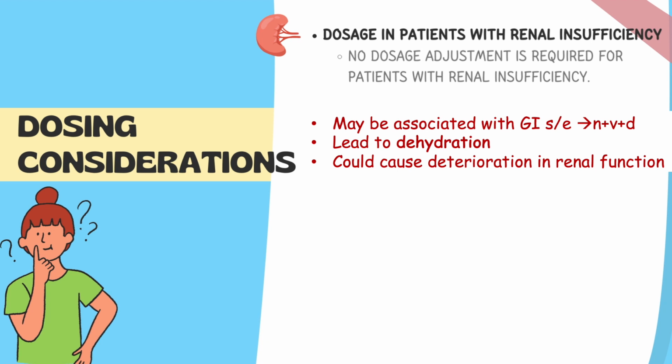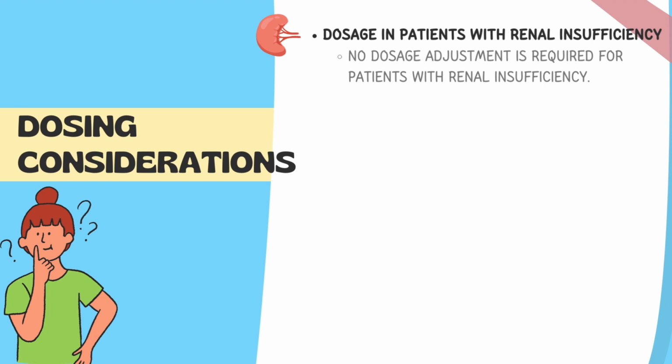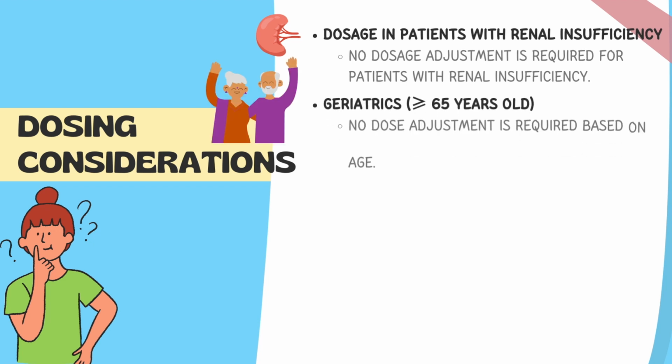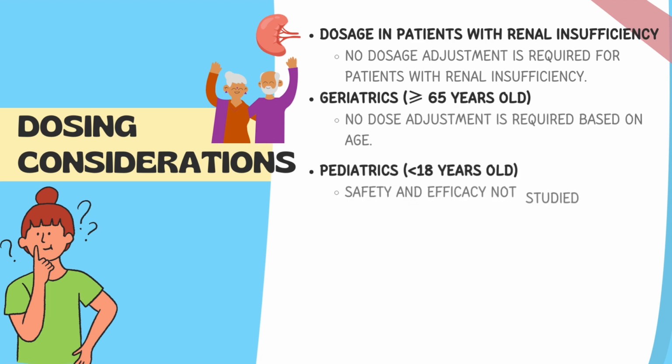And when these do occur, this can lead to dehydration, which can further deteriorate renal function. So for this reason, it's very important that renal function is monitored in patients with renal insufficiency. In the elderly population, those 65 years and older, no dose adjustments are required based on age. And with pediatrics, those under 18 years old, the safety and efficacy hasn't been studied in this age group.